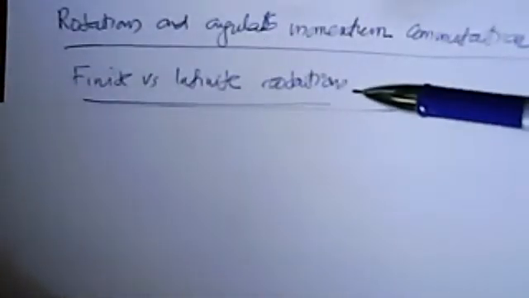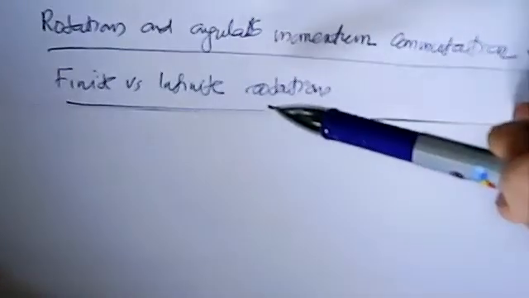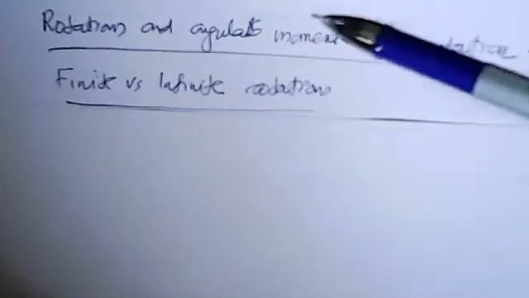We will deal with the finite and infinitesimally small rotations. Finite, we know if we do the infinitesimal rotation continuously, we will end up with a finite rotation. And we have already done this example of commutation of angular momentum.